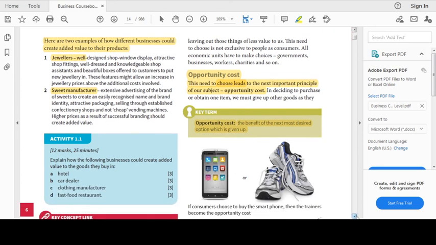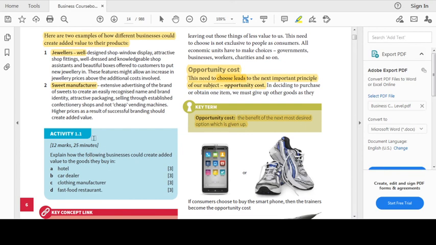Guys, I'll be assigning you one homework. We have already finished the concept of creating added value. If you have any questions, you can discuss them with me in our Zoom session. So I want you to do this activity. We already discussed how jewelry shops and sweet manufacturers have a different idea of creating added value, and why. Now I want you to think about these businesses and try to explain in your own words how these businesses would create value, and how it would differ from each other. Okay, we are done with today's lesson.